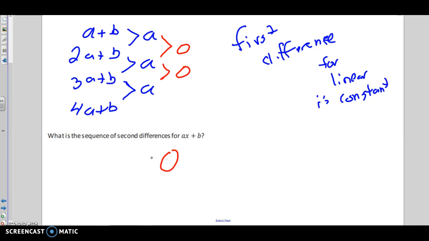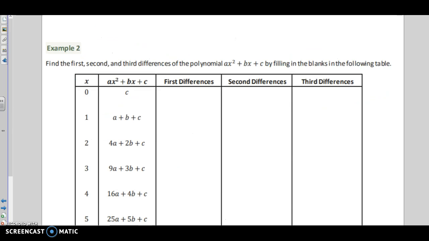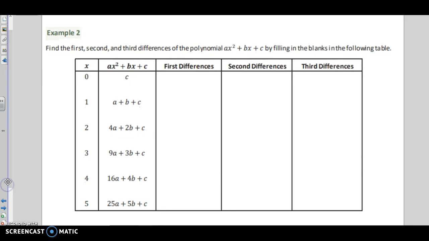So once I've gone beyond a limit and get to 0, I know I have reached my maximum. So the first difference determines it's linear. So let's look at first, second, third differences for ax squared plus bx plus c. Now hopefully we recognize this as quadratic because it's to the second power.